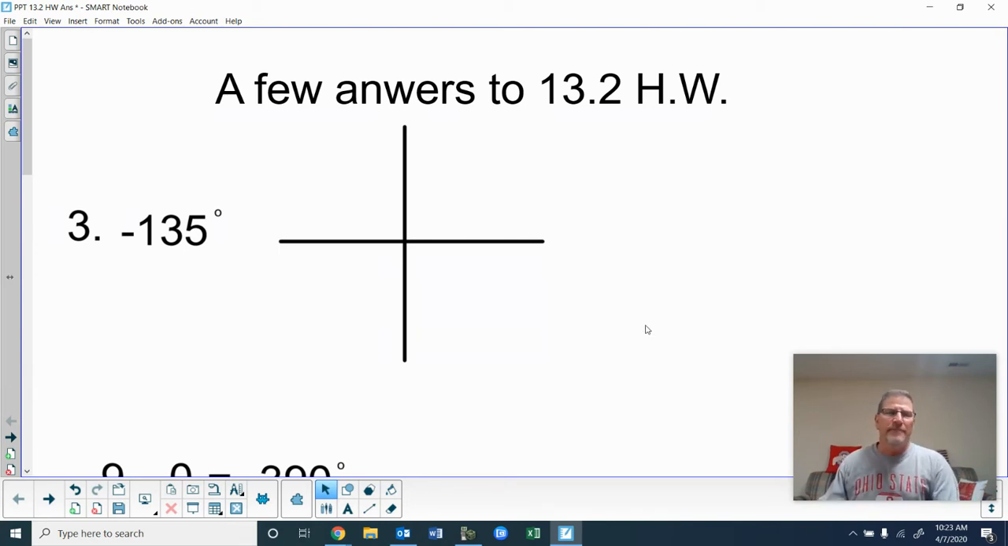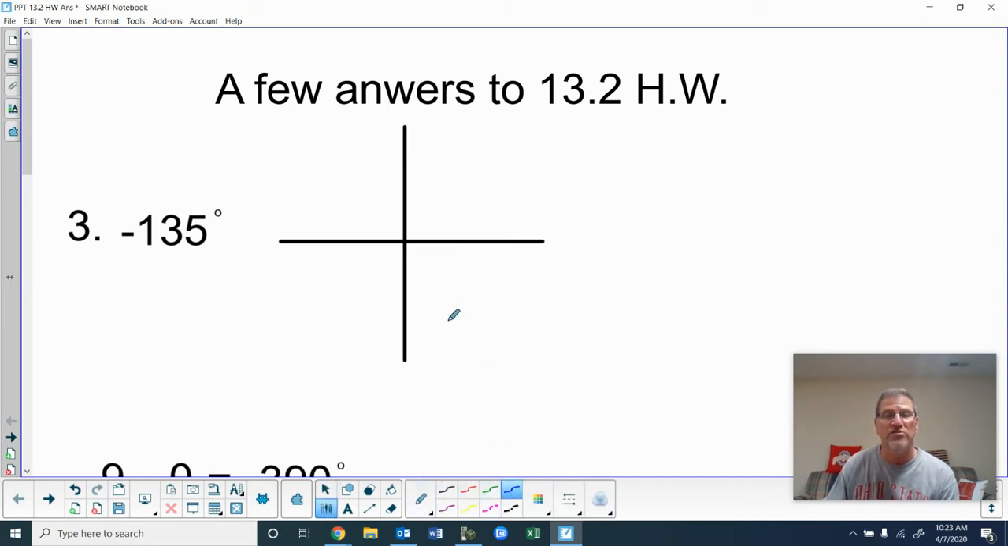So number 3 of your homework said draw an angle with the given measure in standard position. All right, so we have a negative 135 degree angle we're going to draw in standard position. Remember, when we go counterclockwise, it's positive degree measure. And then when we go clockwise, it's negative degree. So this one I'm going to do clockwise.